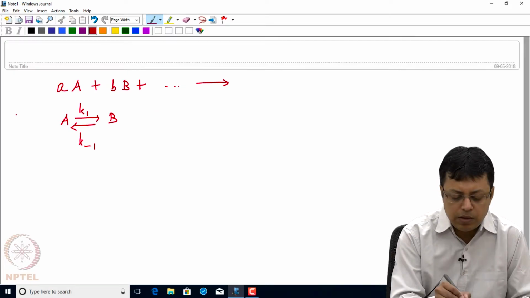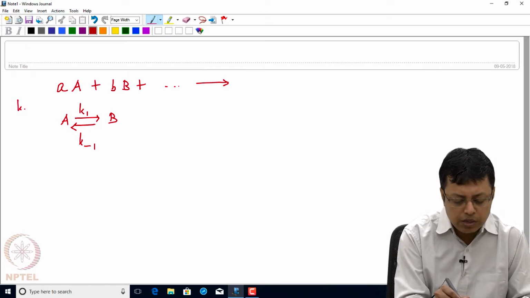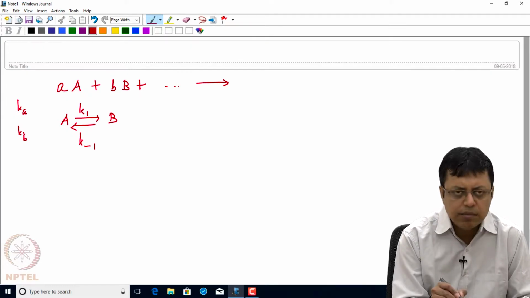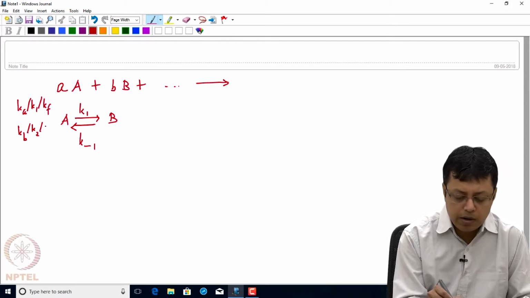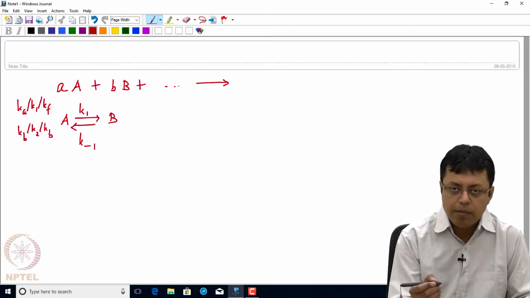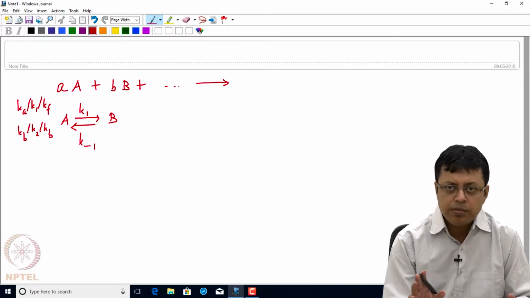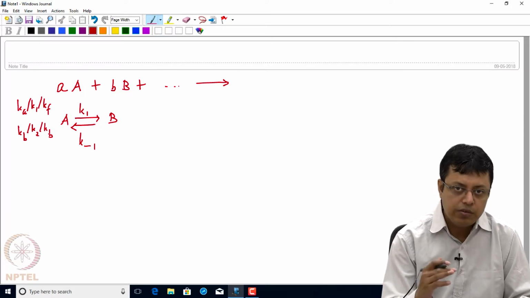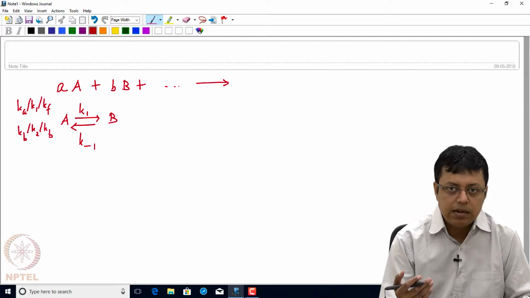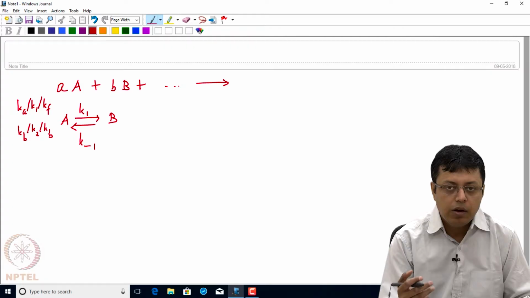Some textbooks use for the forward reaction a notation like Ka, and for the reverse reaction they write Kb, or sometimes K1 for the forward reaction and K2 for the reverse reaction. Some textbooks write Kf, F for forward, and Kb, B for backward. So I am just using the 1 and minus 1 notation. Minus 1 means it's in the opposite direction, opposite in the sense that A to B, by our choice, is the forward direction.